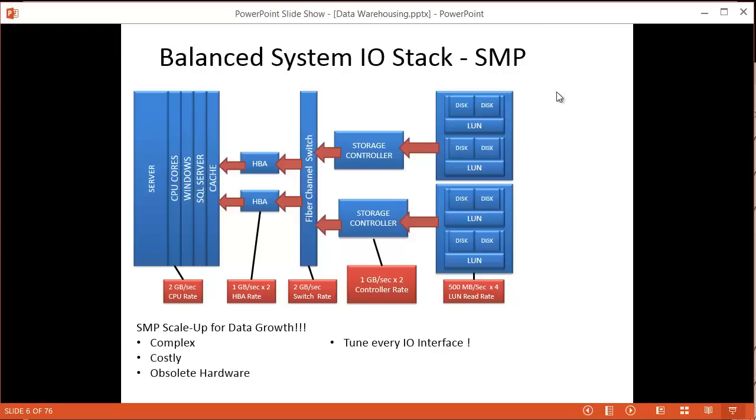So this is what's referred to in fast track reference architecture materials as a balanced system, or in other words, it can consistently deliver, in this case, 2 gigabytes per second all the way to the CPUs and be consumed. Now this is what's referred to as an SMP system, or symmetrical multiprocessing system.